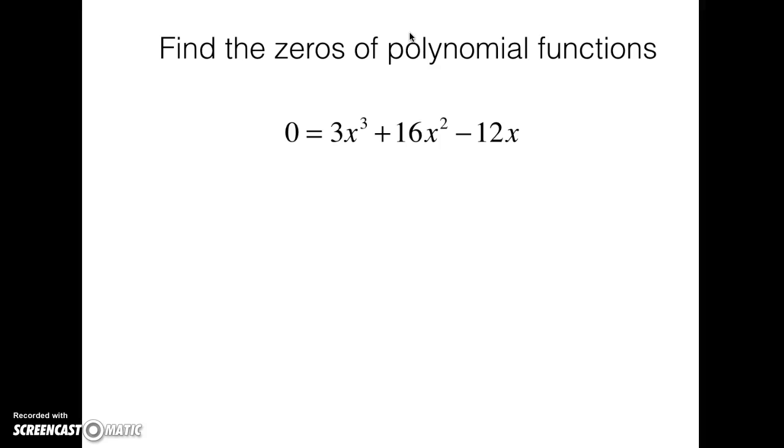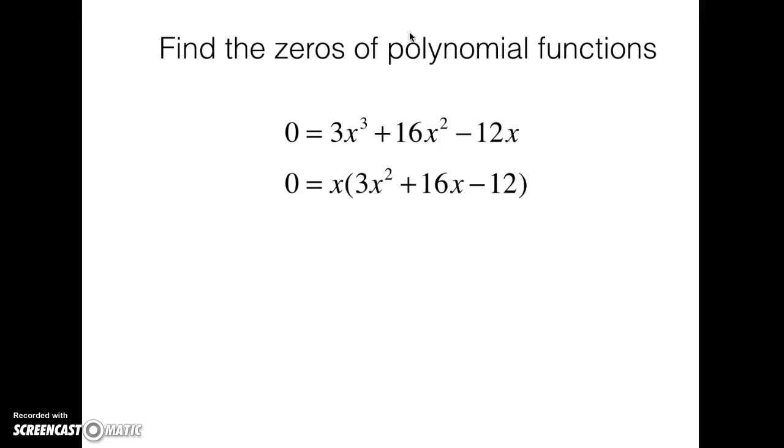Find the zeros of a polynomial function. We are going to use our factoring skills from the previous video to find the locations where the function is going to cross the x-axis. It's going to cross the x-axis whenever y equals 0. So first thing we need to do is set it equal to 0. Then we are going to factor.